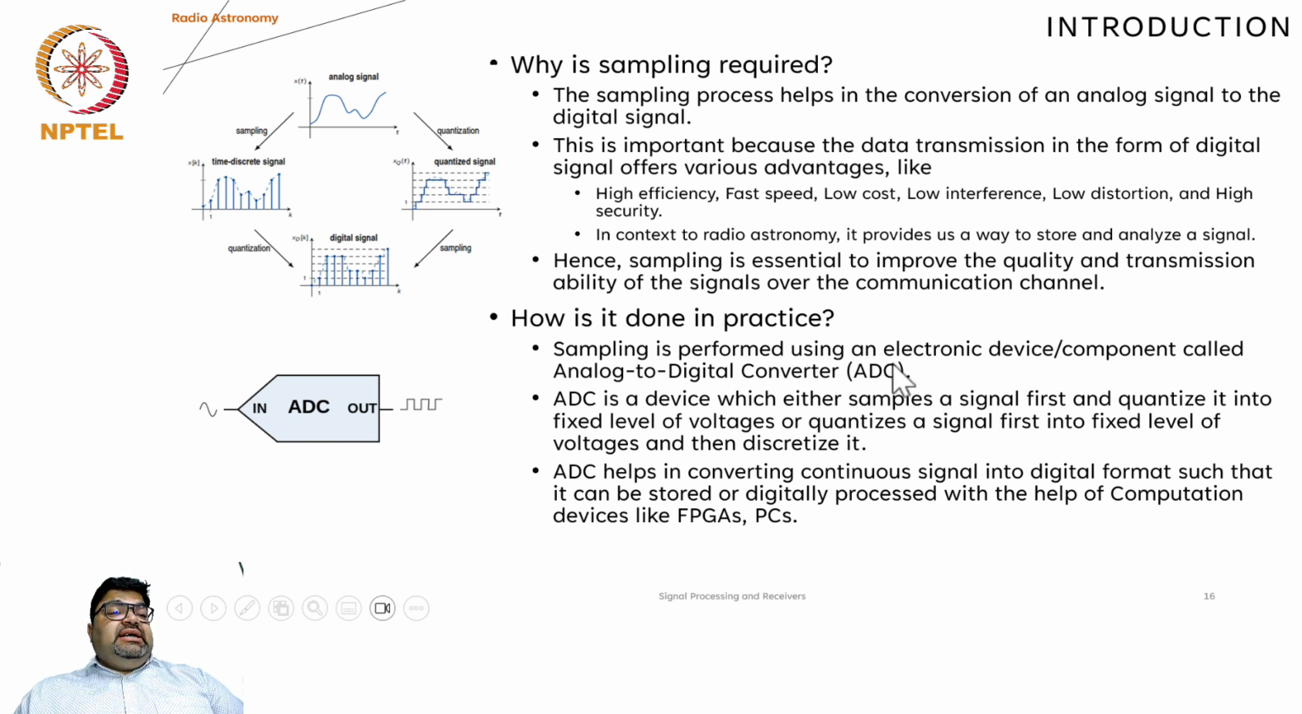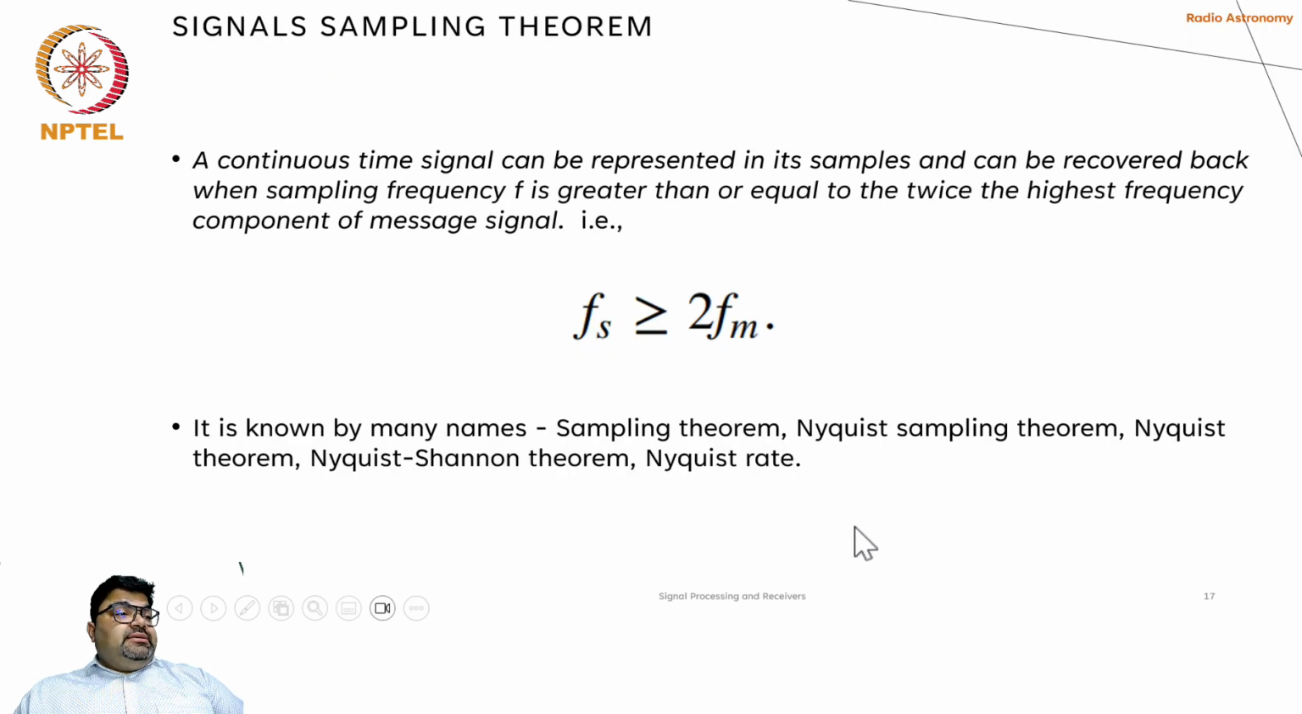Sampling is performed using an electronic component called an analog to digital converter, or ADC. An ADC is a device which either samples a signal first and quantizes it into fixed levels of voltage, or quantizes a signal first into fixed levels of voltage and then discretizes it. ADC helps in converting a continuous signal into digital format such that it can be stored or digitally processed with the help of computational devices like FPGAs, PCs, etc. Nowadays GPUs are also used.